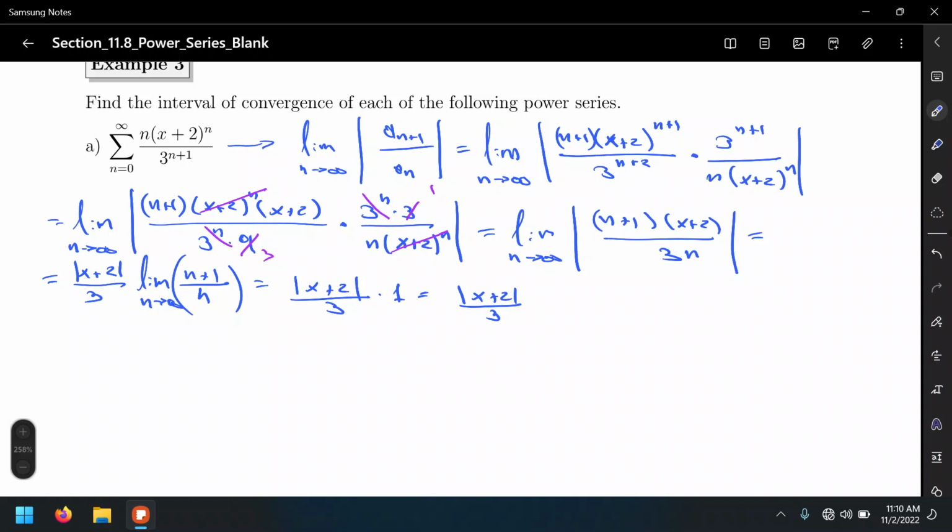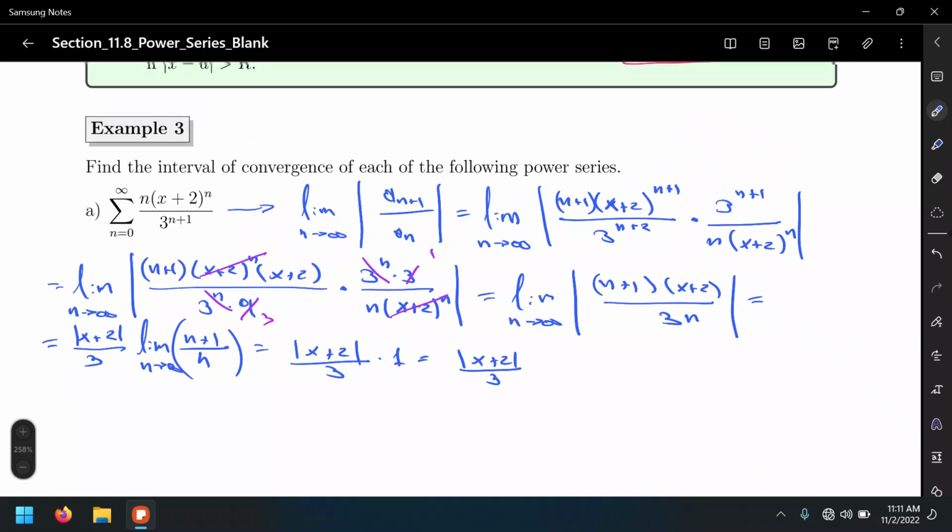What are we going to do with this final answer? Well, we want to find the interval of convergence. We're using the ratio test, so let's go back and review the ratio test. For the ratio test, the series converges whenever the limit is less than 1, diverges whenever the limit is greater than 1, and it's inconclusive whenever the limit equals exactly 1.